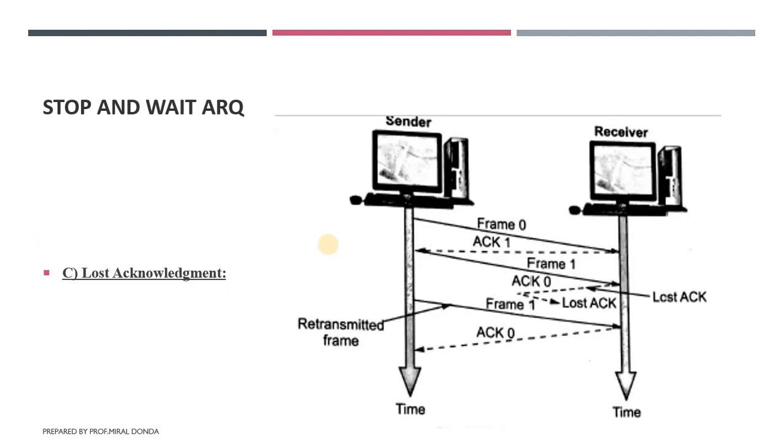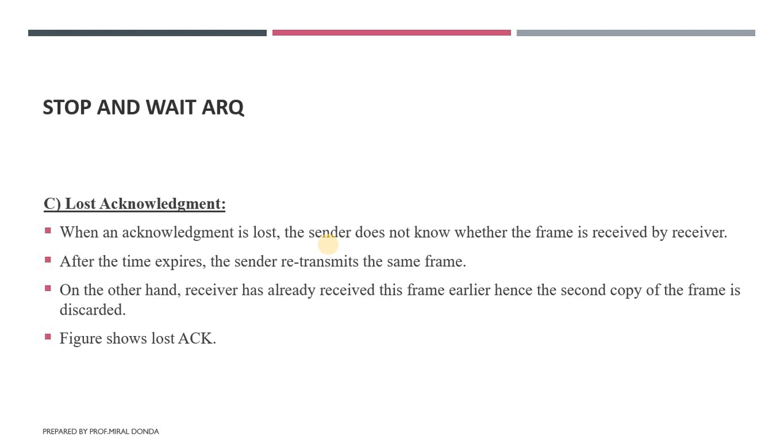Third is a lost acknowledgement. The frame reaches the receiver, but when the receiver acknowledges that frame, the acknowledgement is lost. In this situation, the sender does not know whether the frame is received by the receiver or not. So after the time expires, the sender retransmits the same frame. On the other hand, the receiver has already received this frame earlier, hence the second copy of the frame is discarded and an acknowledgement is sent to the sender.